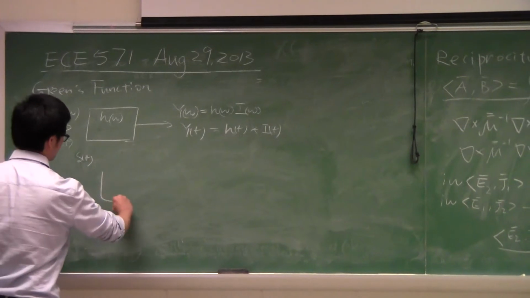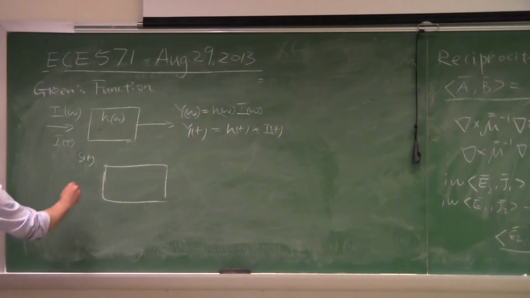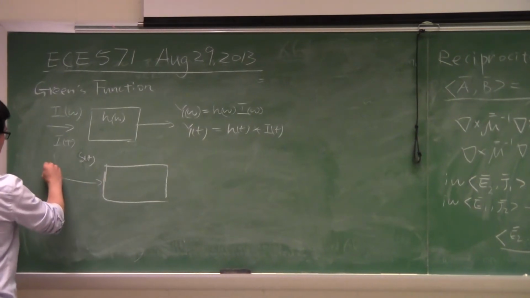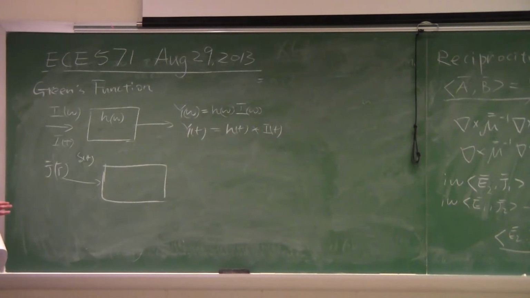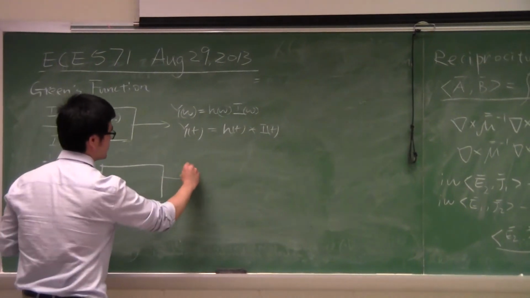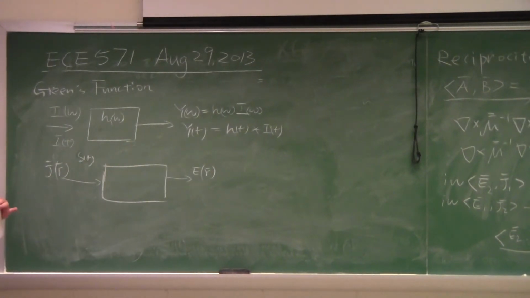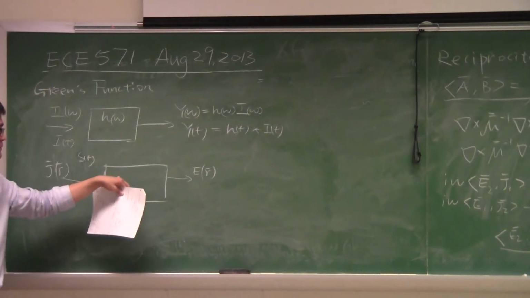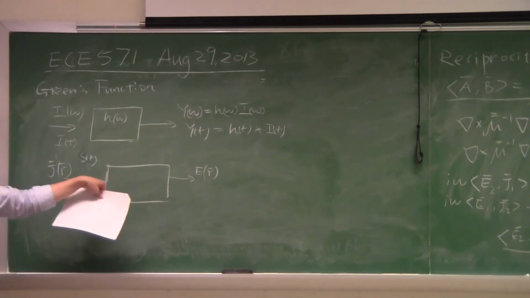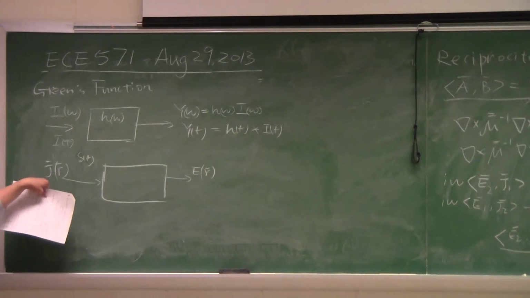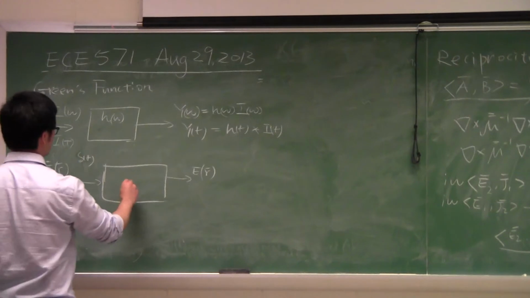So the idea of Green's function is also very similar. Now I have a source, J, at a certain location. And I want to know the field generated by this source. What I need to know is just some system function that can represent the radiation environment where this source is, right? And this is actually the Green's function we are looking for.